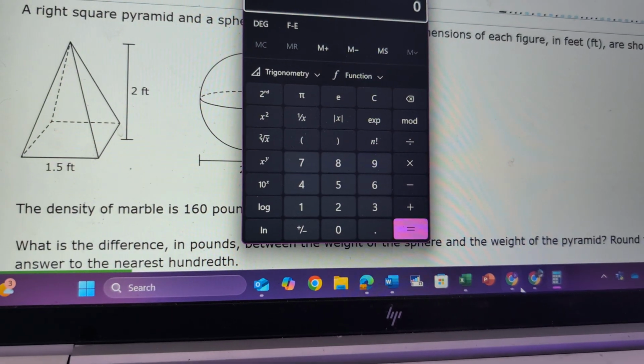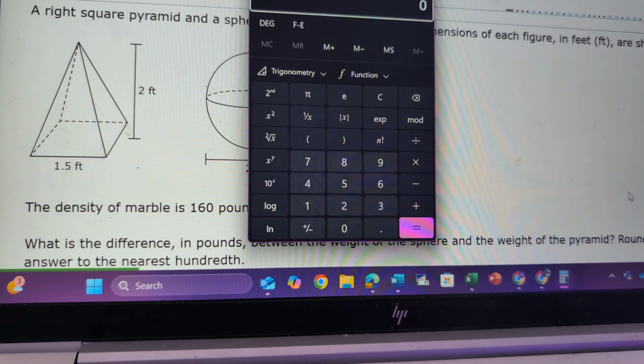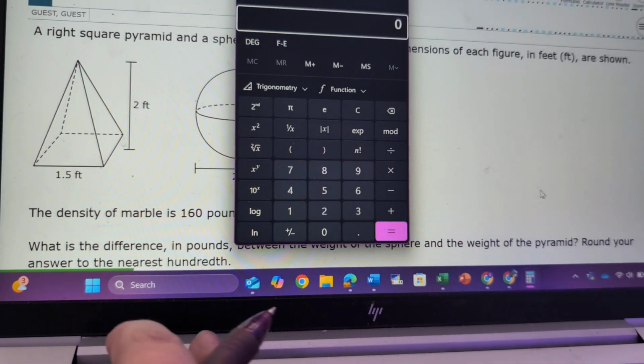Now on the EOC, we give you a calculator here at school to use that is approved to be used.